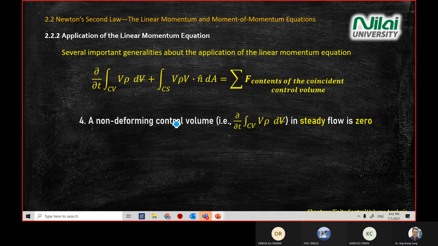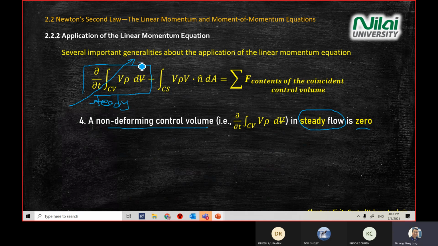Okay, the fourth one. A few more slides, then we go for a break. So the fourth idea is that for a non-deforming control volume, if you see a steady flow in the question, straight away, quickly go and draw an arrow, right, steady below or around the arrow.